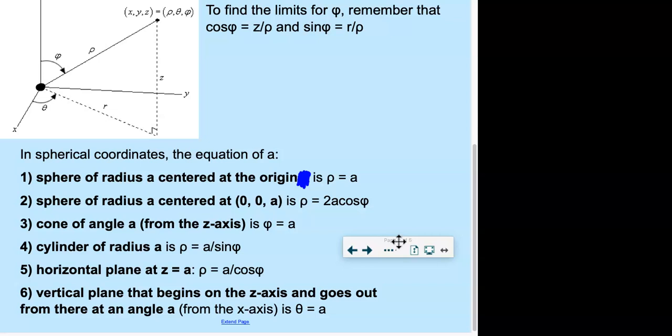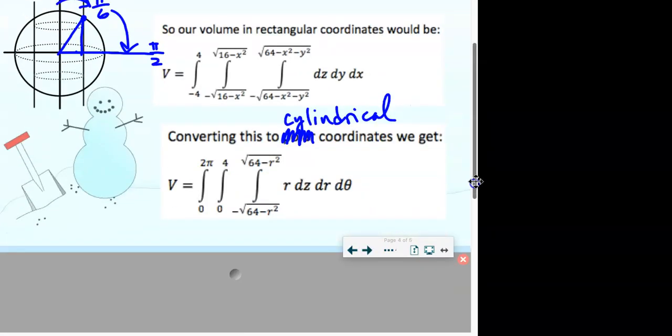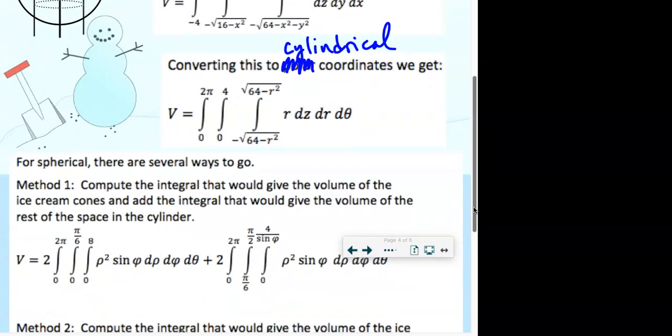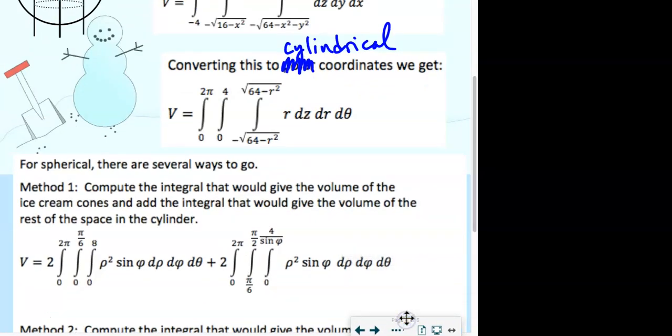Thank God, it's a sphere. So a cylinder of radius a has a rho value of a over sine phi. Our cylinder has a radius of 4, right? The sphere was 8, the cylinder was 4. So our rho for our cylinder part is going from 0 to 4 over sine phi. And I doubled everything. And don't forget rho squared sine phi every time for the integrand.